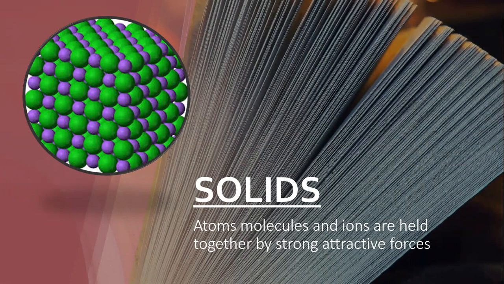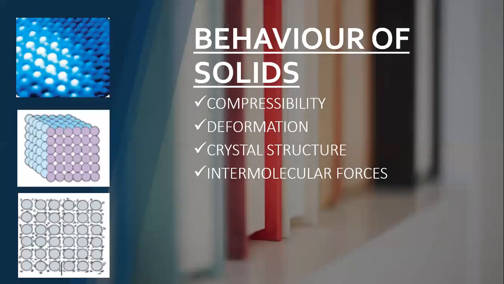Now, what is the behavior of the solids? First of all, the solids have strong intermolecular forces of attraction. Their molecules are tightly bound to each other. That's why they cannot be compressed. Their compressibility is negligible, almost zero. But on the application of a high force, they can be deformed, because their molecules dislocate from their mean position and they deform to a new structure. They are arranged in a crystalline structure through some definite angles.